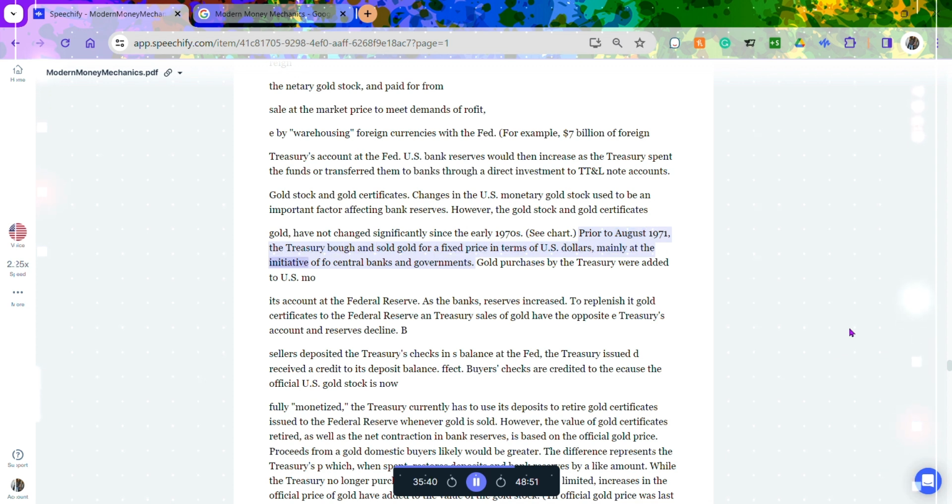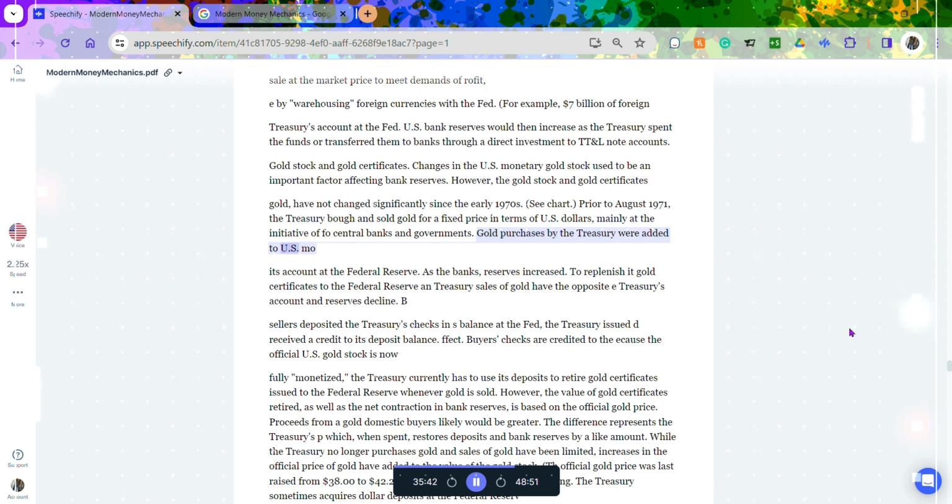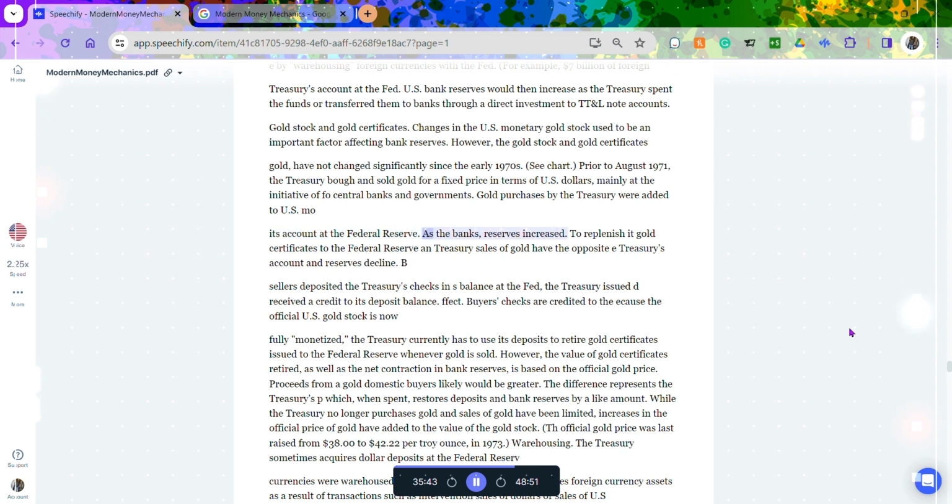Dollars, mainly at the initiative of foreign central banks and governments. Gold purchases by the Treasury were added to its account at the Federal Reserve as the bank's reserves increased, to replenish its gold certificates to the Federal Reserve, and Treasury sales of gold have the opposite effect. Treasury's account and reserves decline.